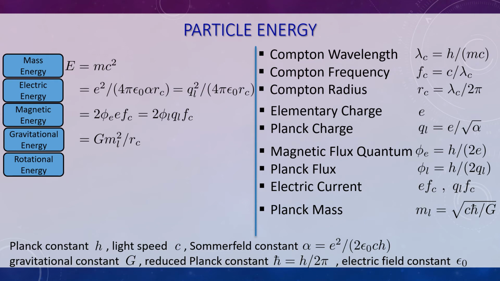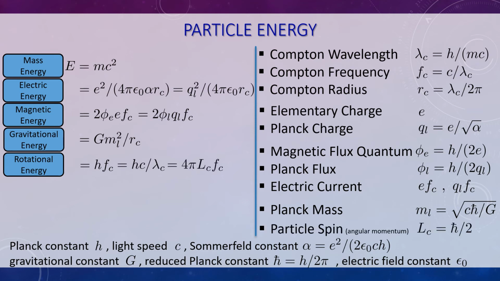Furthermore, a fundamental particle's energy can also be calculated as rotational energy. This simply requires multiplying Planck's constant h with the particle's Compton frequency. Alternatively, it's also possible to use the Compton wavelengths for the calculation, or particle spin, whereby this formula was also multiplied by a factor of 4 compared to the textbook equation for the energy of a rotating mass.